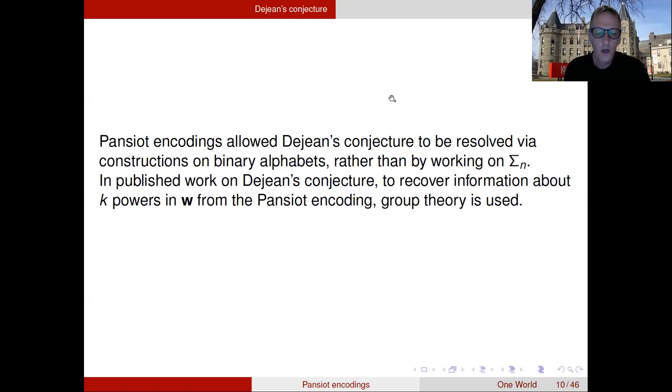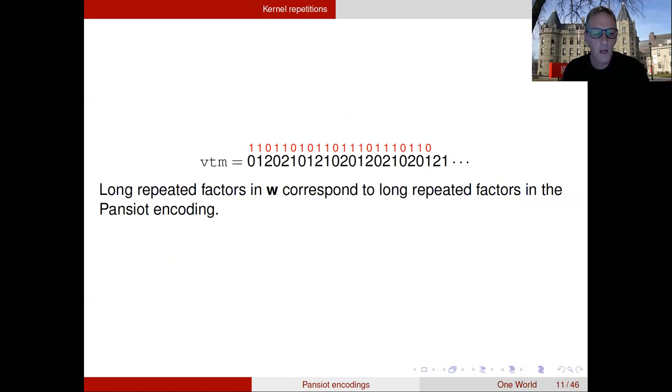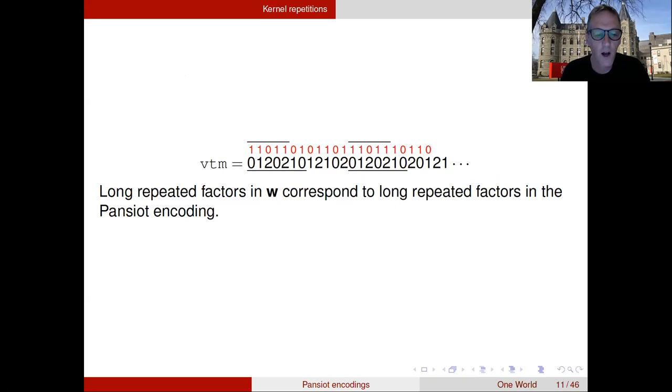So long repeated factors in a word W correspond to long repeated factors in the Pansiot encoding. So here we have the factor 0210. It shows up twice in the word, and in the places where it shows up, because of the way Pansiot encodings are defined, you have a repeated factor in the Pansiot encoding.